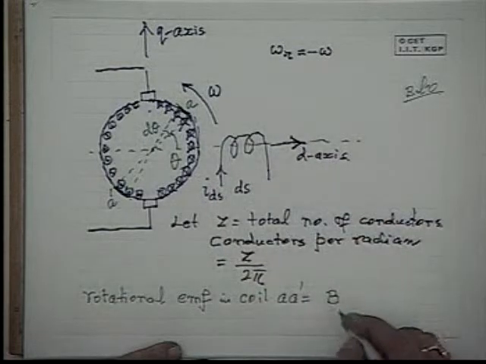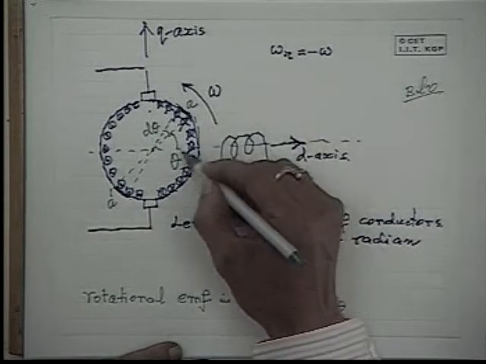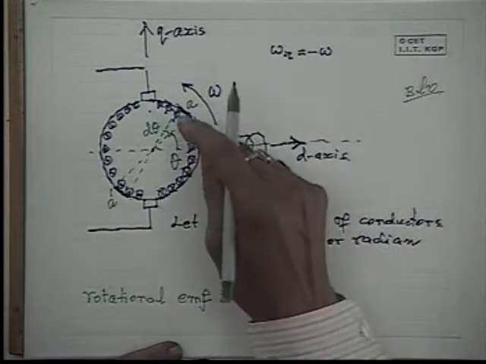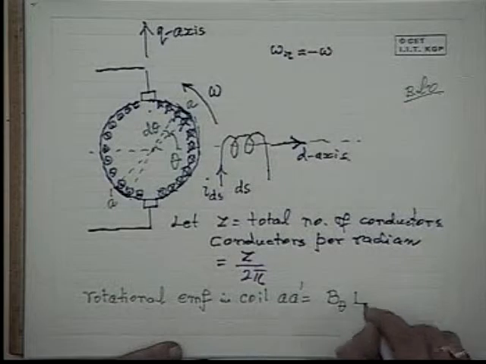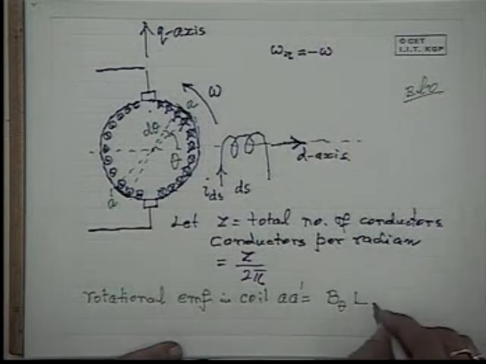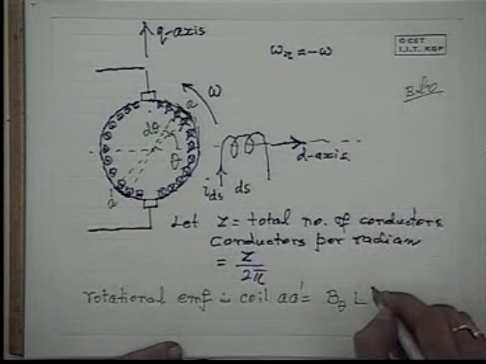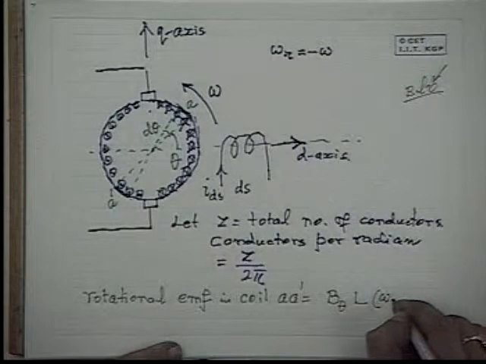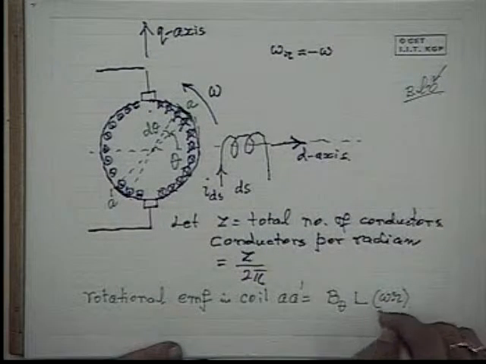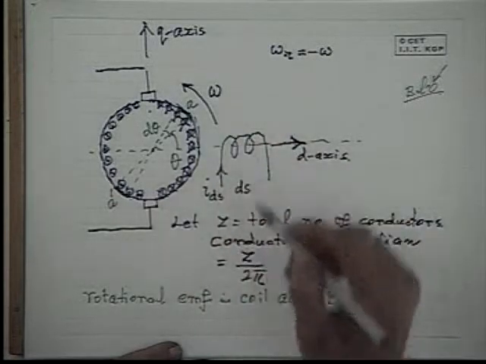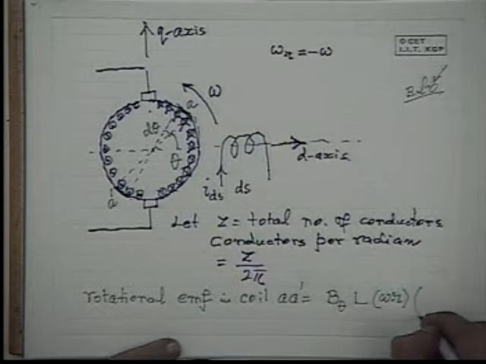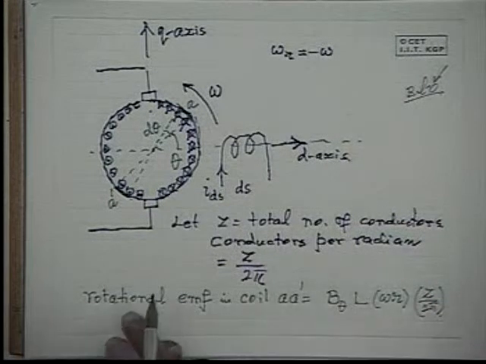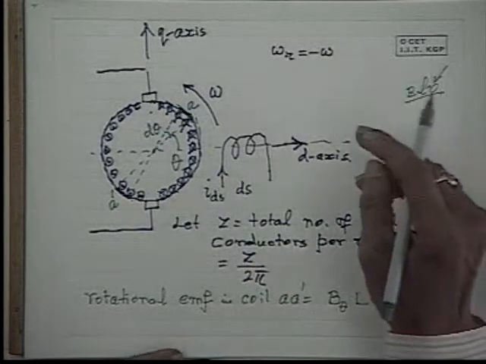At this point B, we call it B theta, at an angle theta from the d axis. Then B, length of the conductor L, V will be your velocity. Velocity will be omega R. And number of turns will be Z upon 2 pi. This will be the rotational EMF in coil A prime.